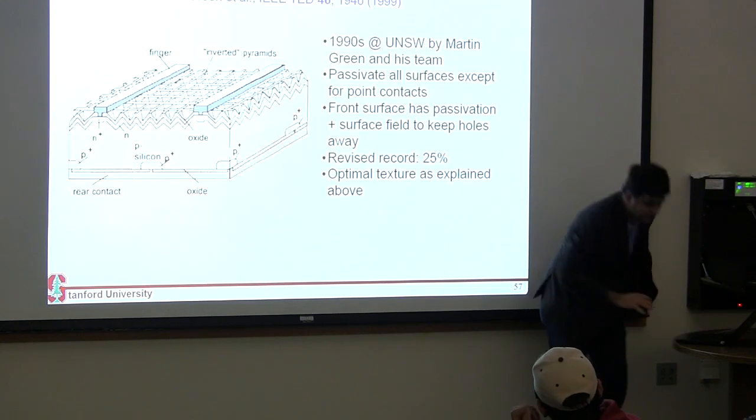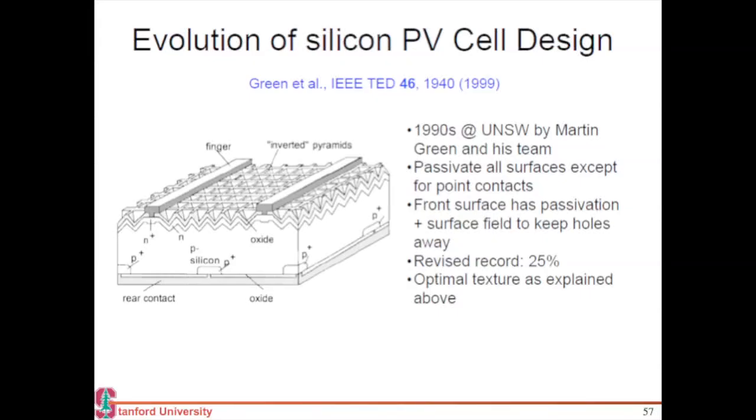People figured it out, and efficiencies of up to 25% were achieved using these kinds of schemes, where you would have only doped pockets where you are forming your contact, and the rest of the cell would be relatively undoped or doped very little, and you will have this optimum texture on the top, either these pyramids standing up or these pyramids etched into your silicon, which would be used to enhance your light trapping.